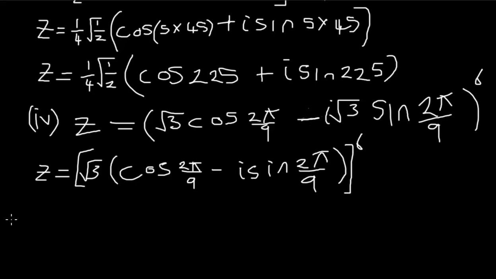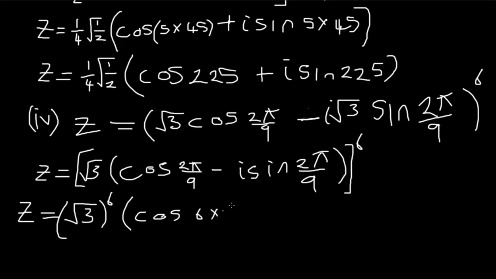So this is how it's going to be. We start again. You first start by raising this root 3 to the power 6. So the square root of 3 to the power 6, and then open brackets, then this cos, this theta you multiply it by 6, so it will be 6 multiplied by 2 pi over 9.